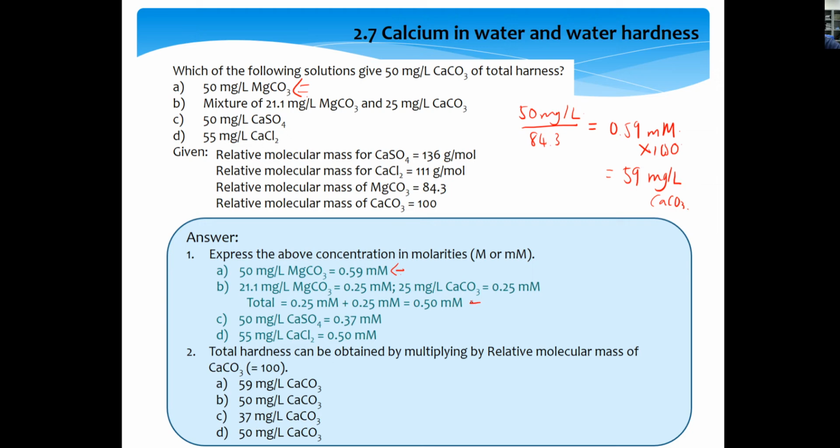So from here, if you want to convert it into the milligram per liter of calcium carbonate, you just need to times 100. So you'll get 50 milligram per liter of calcium carbonate. So you can try to calculate the C and D. Okay.